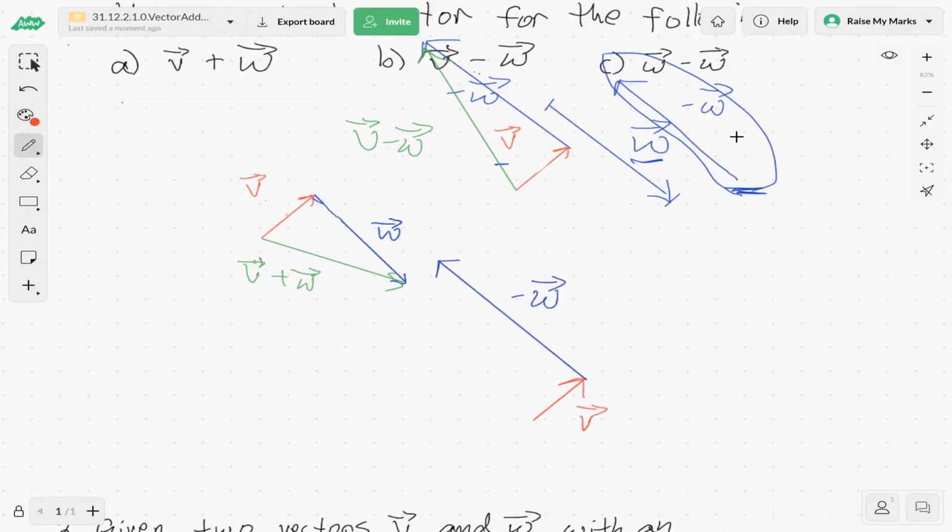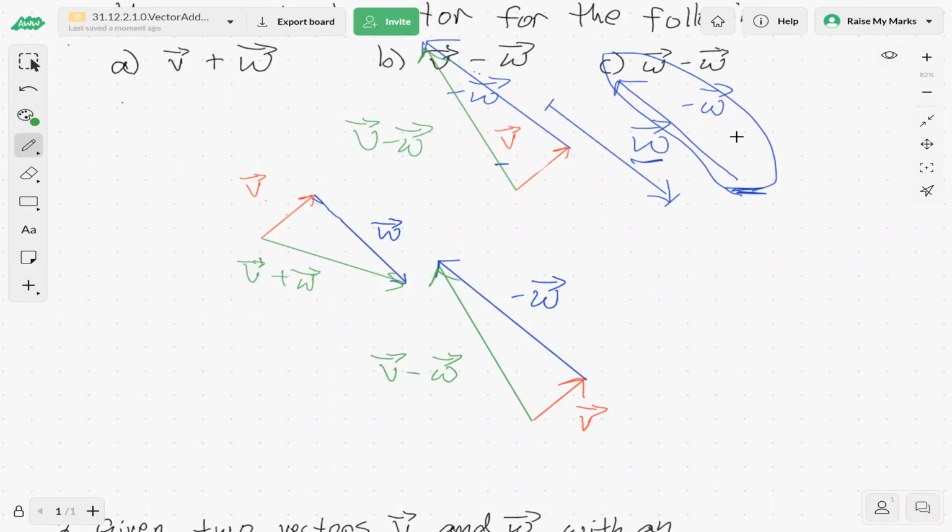And then our resulting vector, which we'll do in green, goes from the tail of v to the head of negative w. Put our arrow at the head, and we get v minus w. That's our green arrow. Good.